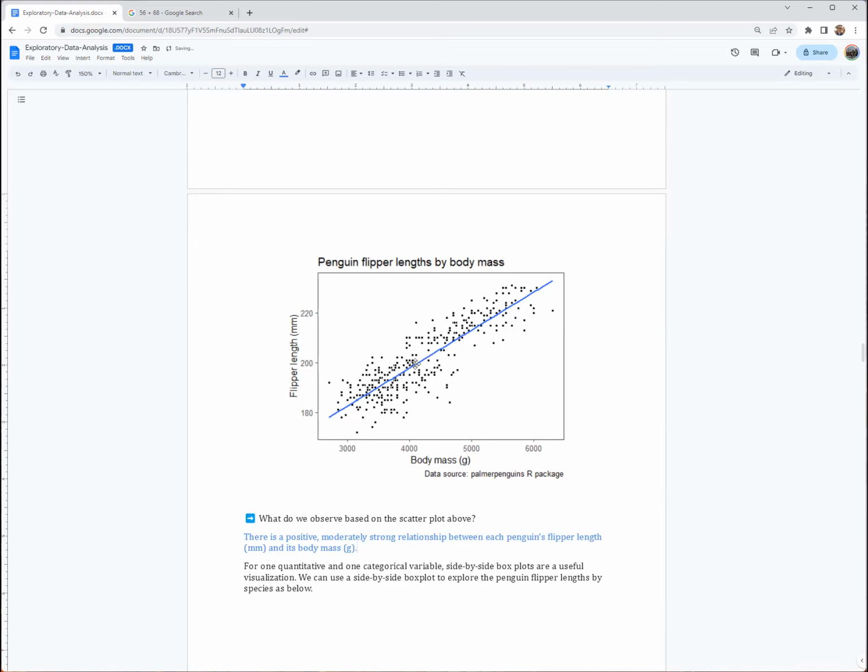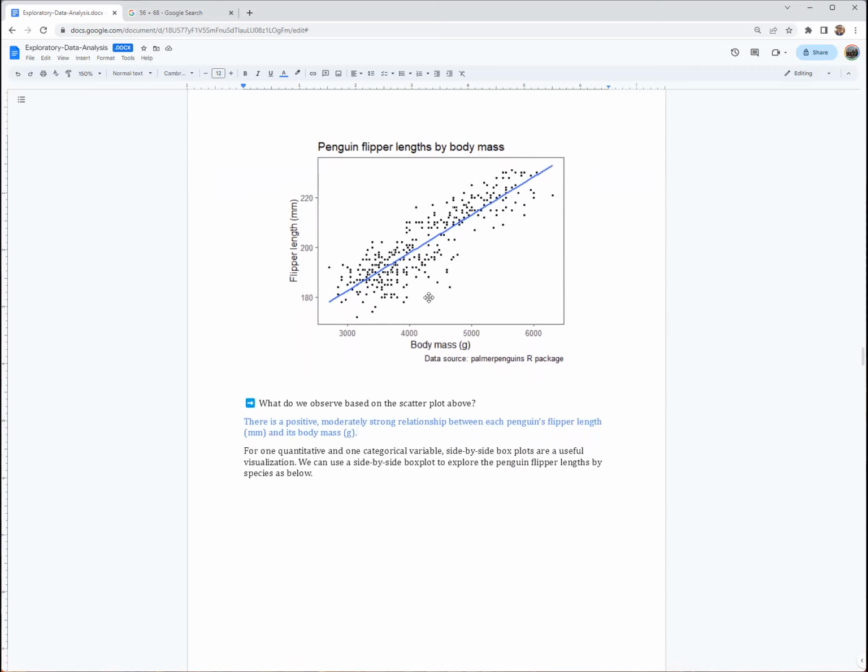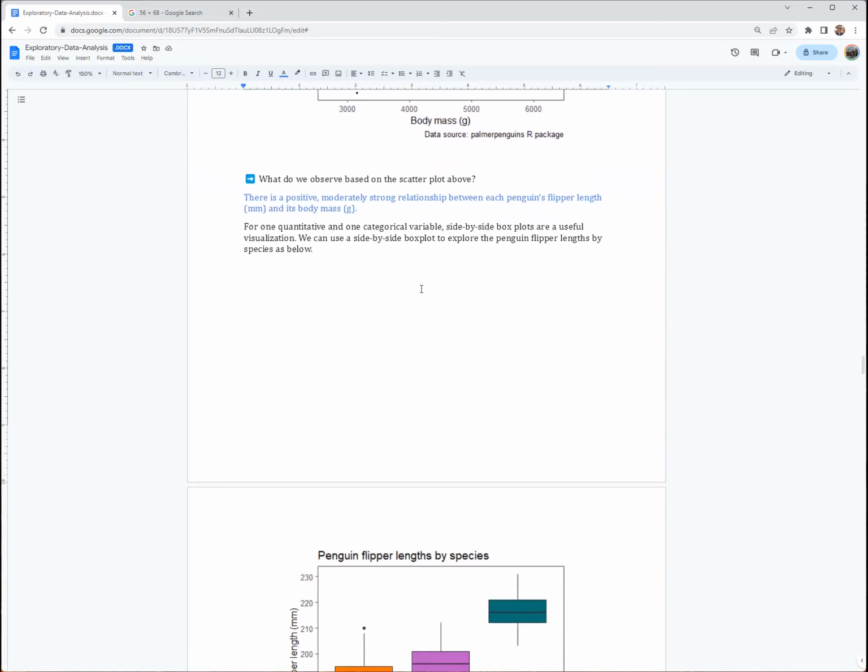So it's positive because the line has a positive slope. As body mass increases, the flipper length increases, and it's moderately strong because the points generally stick to that trend. There's some bouncing around, there's some variability about the line, but it's not a large amount. So we'll just say moderately strong and positive relationship. So that's the go-to visualization for two quantitative variables.